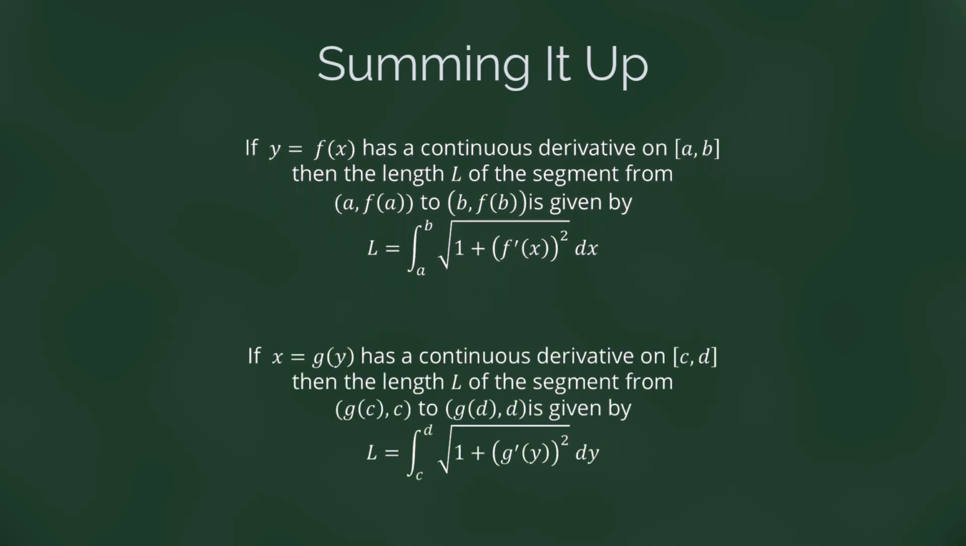We can use similar reasoning to come up with a way to construct the arc length of a function that is in terms of y. So if x is equal to g of y and it's continuous with a continuous derivative on the interval c to d, then the length of the segment connecting (g of c, c) to (g of d, d) is going to be given by the integral from c to d of the square root of 1 plus g prime of y squared dy.